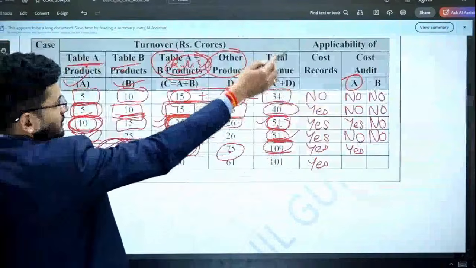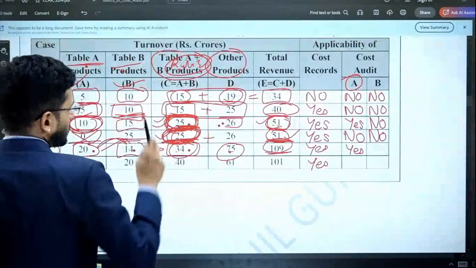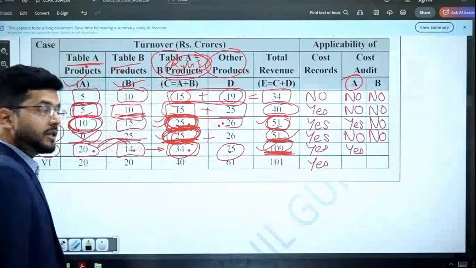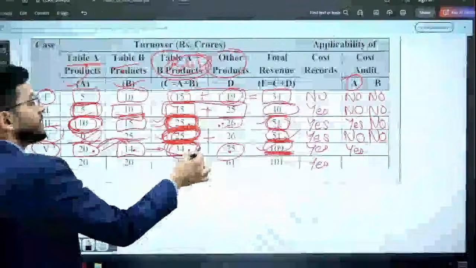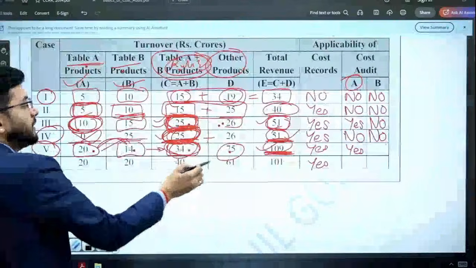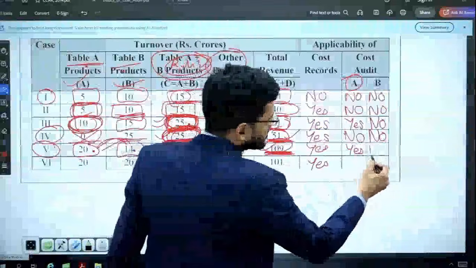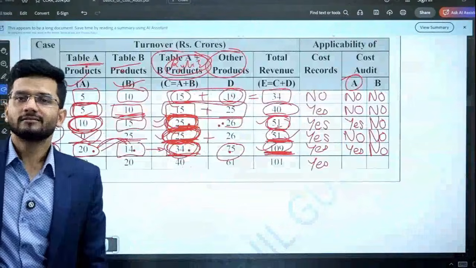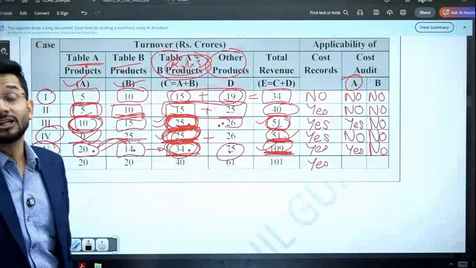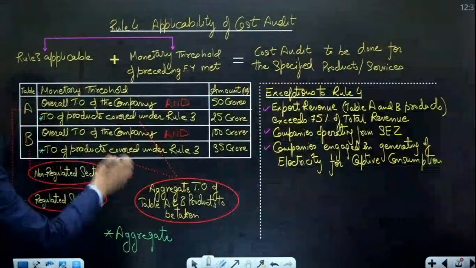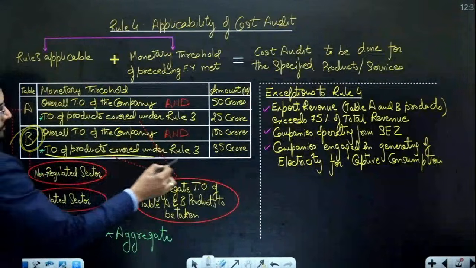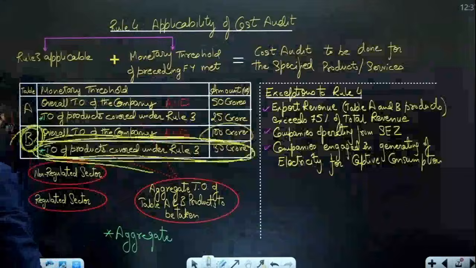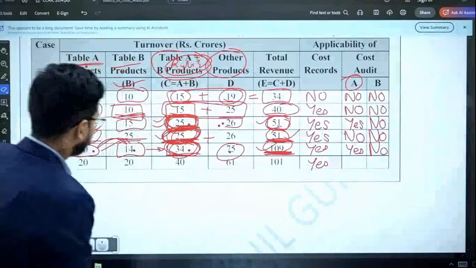Next, table B product, whether cost audit is applicable or not. Condition number 1, overall turnover of the company should be 100 crore or more. Condition is met. And the second condition is the aggregate turnover of table A and B product should be 35 crore or more. No sir, this condition is still not met. 35 crore or more is the turnover, which is table A and B combined together for table B audit. Please see this. Table B, turnover of products covered in rule 3 should be at least 35 crores. Overall turnover should at least be 100 crores. So that is the monetary limit.